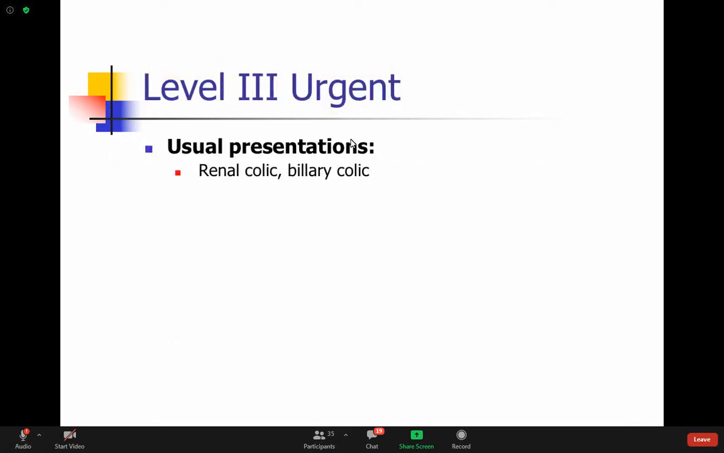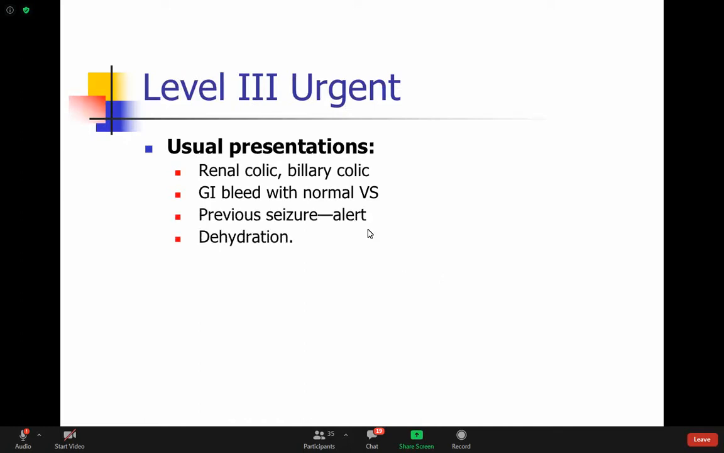Usual presentations: renal colic or biliary colic or flank pain, GI bleed with normal vital signs. Keep in mind that if you have abnormal vital signs, you're going to be either 1 or 2, not 3. Previous seizure, but now is alert. Dehydration with no abnormal vital signs. Vital signs, I would say just if it's a very, very minimal change. Like for example, a heart rate which is slightly tachycardic, like 105 or 110.